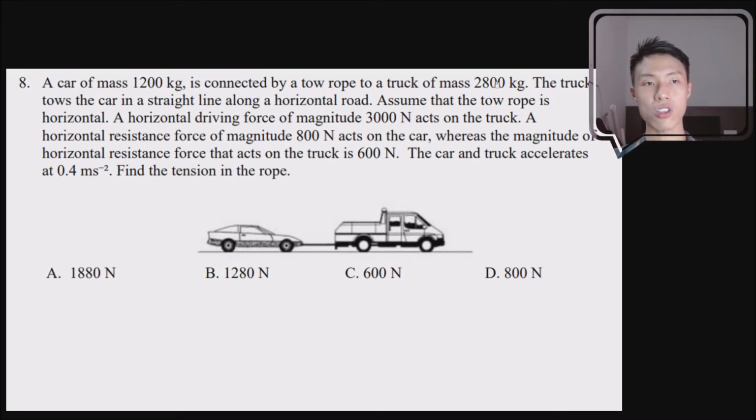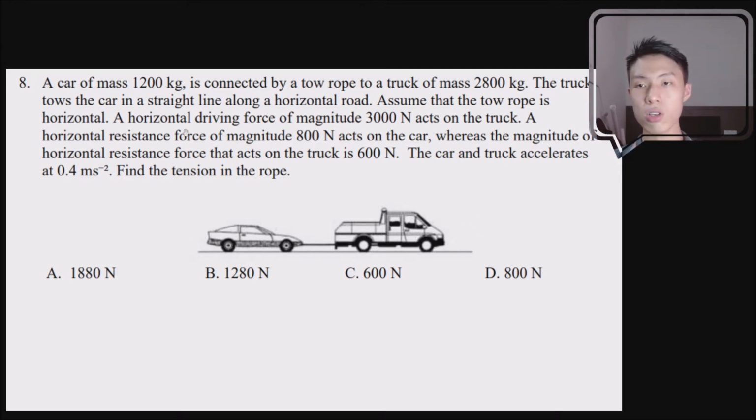So because the truck is the one towing the car, the truck will have to step on the pedal. You have to accelerate it. Then it provides a horizontal driving force of magnitude 3000. So the engine, the motor, everything provides a driving force of 3000 Newton on the truck, making the truck move with a driving force of 3000 Newton to the right.